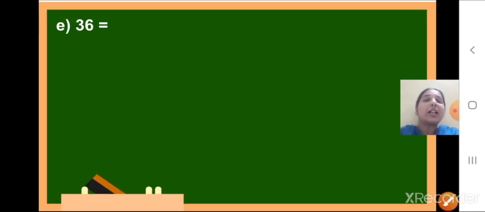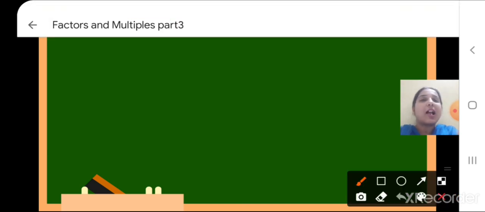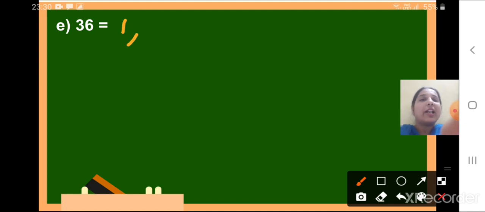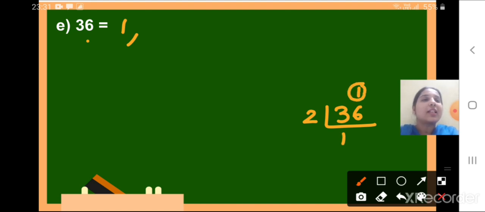Now we have number 36. So let's find the factors for number 36. So again we will start with number 1. Now will it be divisible by 2, children? So you just look at the digit at the ones place, which is 6, which is an even number, which means it will be divisible by 2. Now let's see how many times. So 2 ones are 2. Now we have 16 here, 2 eights are 16. So 2 18 times, or 18 twos are 36 we say, isn't it? So 2 as well as 18 are the factors of 36.